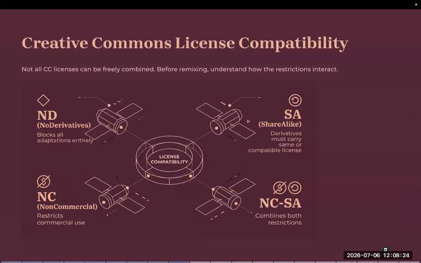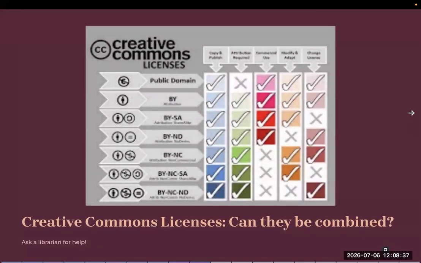Creative Commons licenses are not all compatible, so please be very careful. I have a whole Creative Commons licenses for beginners, a separate video, which is basically walking you through just like, wait, what even is a Creative Commons license? Just know that not all of them are compatible. And there are lots of charts online so that you can look at which ones are or are not compatible, which ones you can use together.